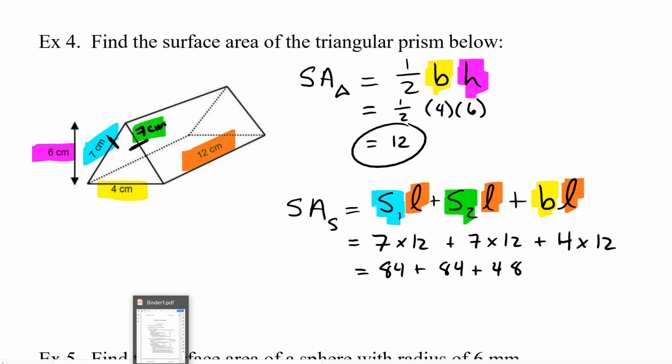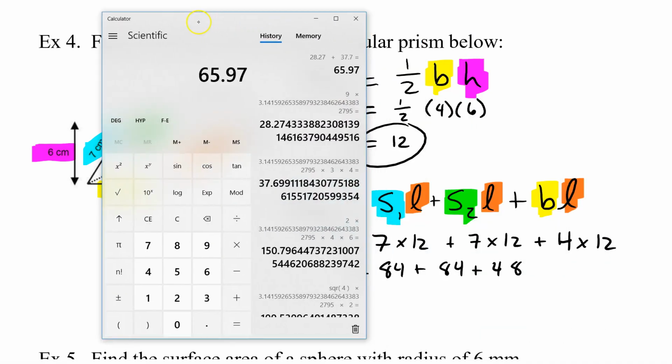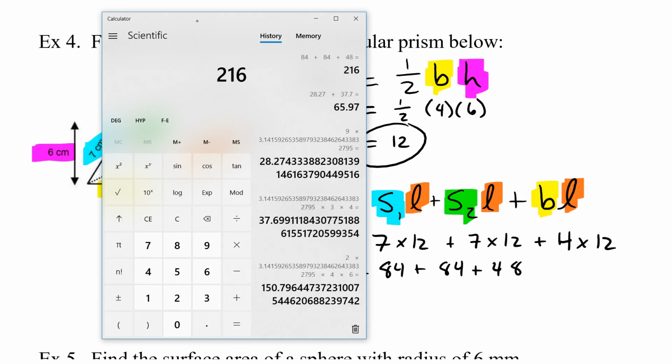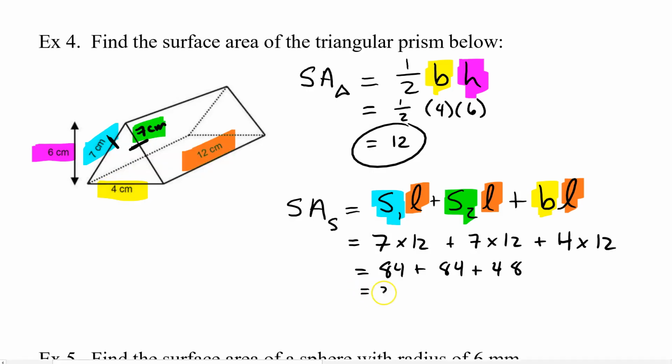I do believe that is 216, but let me just double check that. It's getting a little bit late. Oh, not times. Holy! Let's clear that. So 84 plus 84 plus 48 equals, yes, 216. So you have 216.